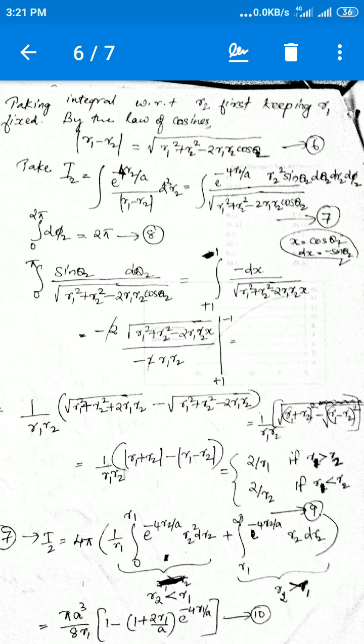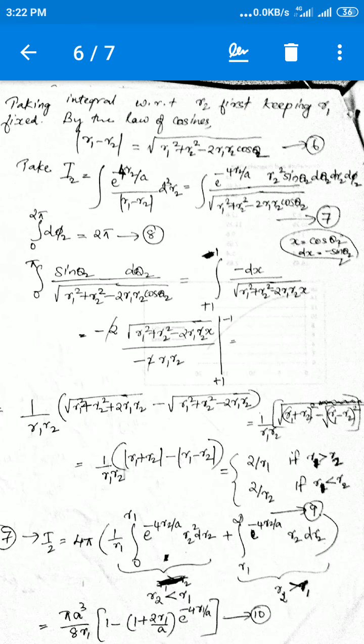For the first case, R1 is greater than R2. So that is what is written: the first term in the bracket, 1 by R1. Now the integral remains only for dr2. Integration is only for dr2. The theta 2 integral and the phi 2 integral we have already done, so 4 pi by R1 we have taken outside.